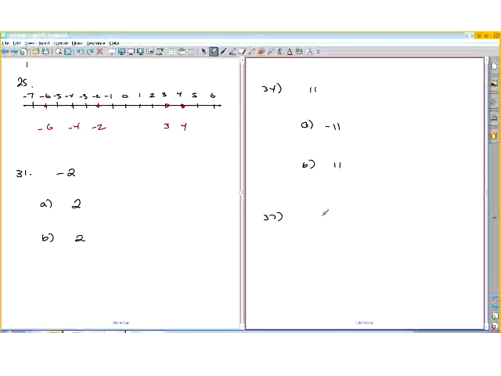Okay, what do we got next? 37. 7 minus 7. So when you add the additive inverse to a number, you get 0. So the additive inverse, so this is a result of the subtraction. The additive inverse of 0 is 0. That's the only number whose additive inverse is the same. And the absolute value of 0 is also 0.